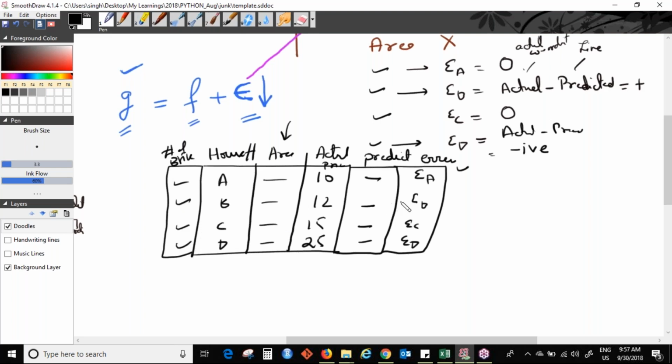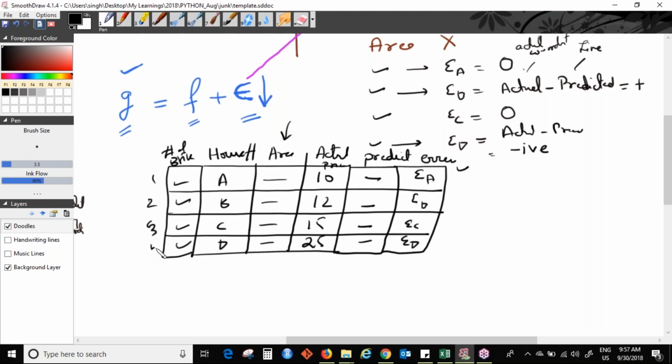So the point I'm trying to make is the number of errors will not depend on the number of columns you have. It will depend on the number of rows. For each row you will have one error because each row talks about one house. So the first row talks about house A, the second row talks about house B, the third row talks about house C, and the fourth row talks about house D. Okay, any other doubts?